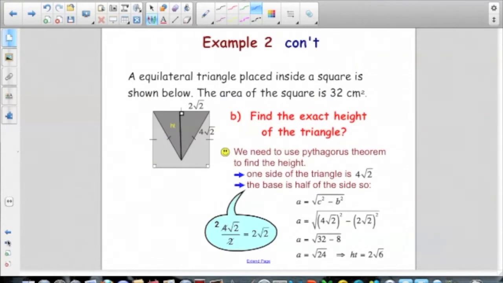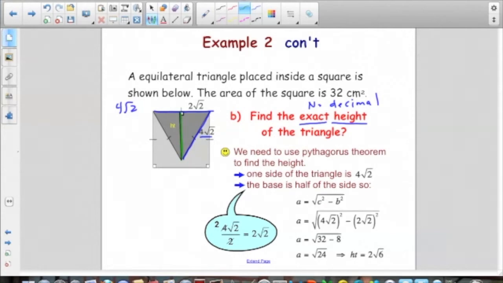Now the second part of this question, we're trying to find the height, the exact height. Exact means no decimals. So we don't want to use our calculator and get decimals. What do we know from the previous question? Well, we knew that one side was 4 root 2, and this side was 4 root 2 as well. But we're trying to find the height, that height right there.